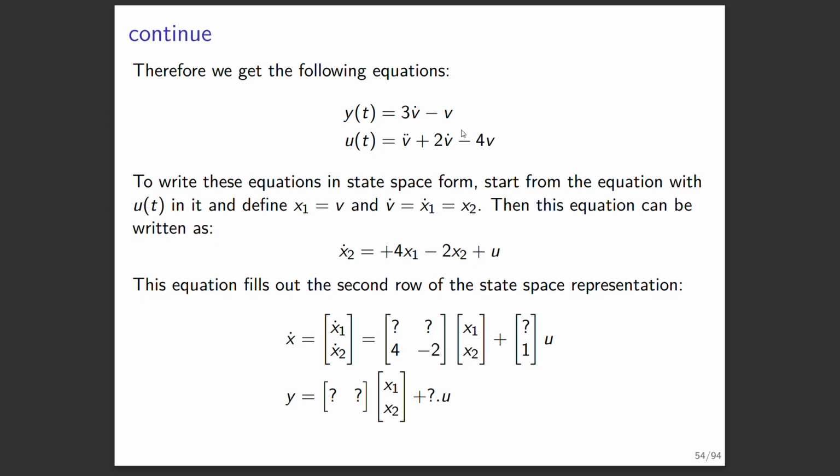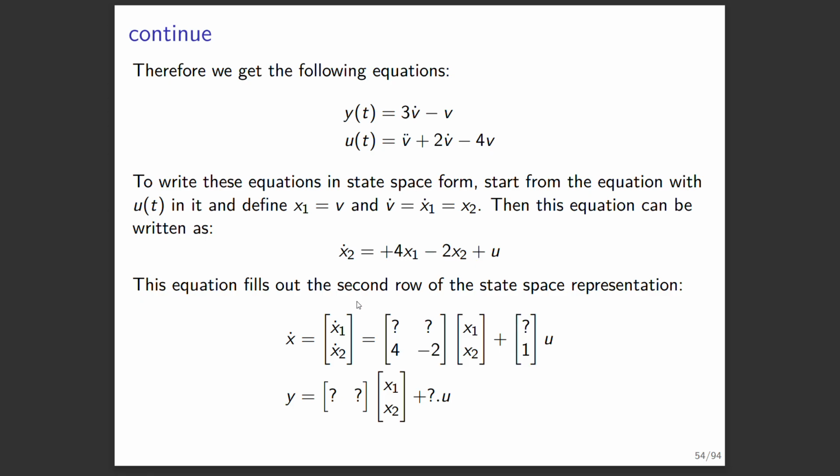So this equation then can be written as x2 dot equals, bring it to the other side, negative 2 x2 plus 4 x1, and then I have a u here. So I'm going to have this equation, and I can place it in the matrix format. I'm going to have x2 dot equals 4 x1 negative 2 x2 plus 1 u.